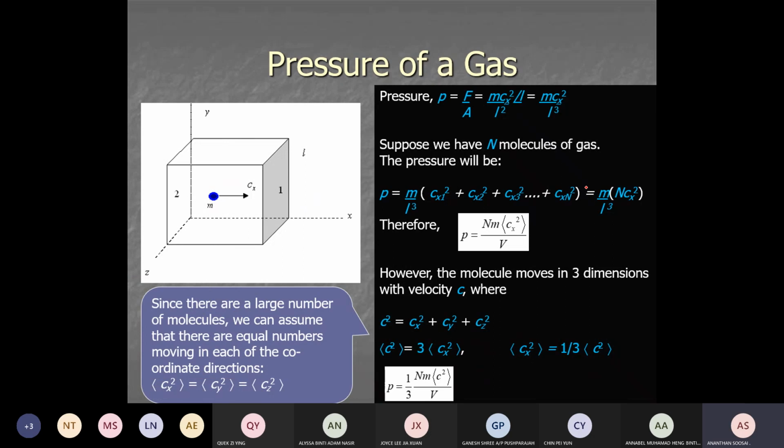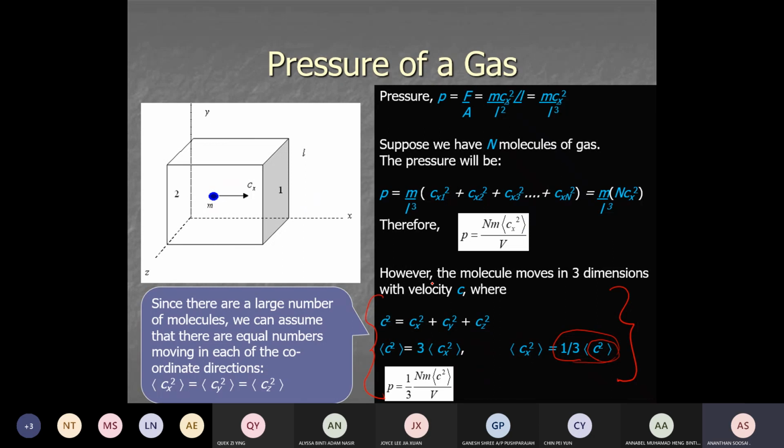Okay, this part. From here. This region, towards the end. Okay, this part has been asked 3 times. How the Cx squared finally tends to become 1/3 C squared. I think this is the most important part of the derivations you have to know.